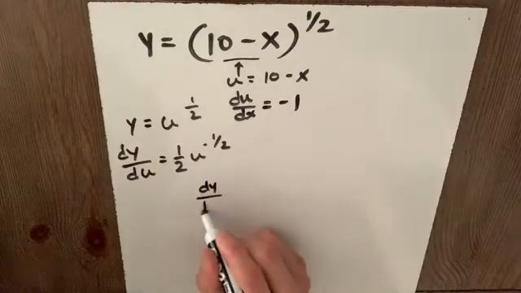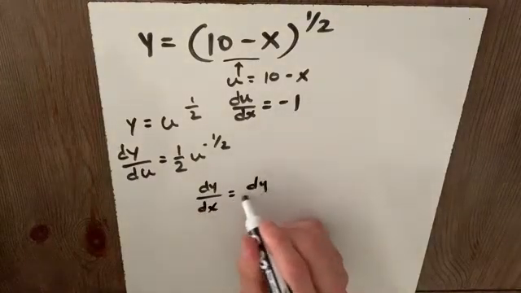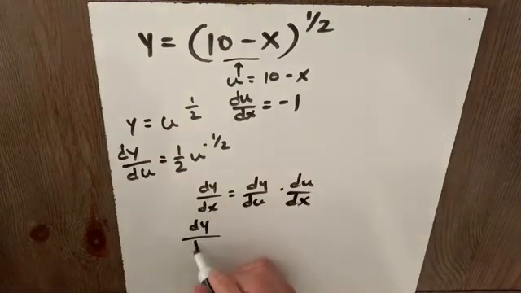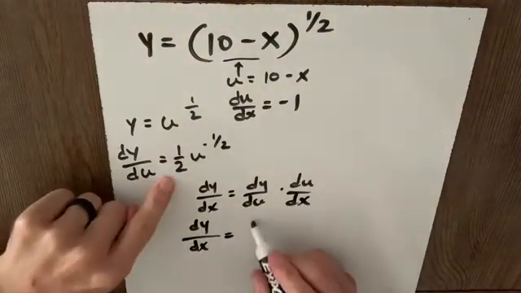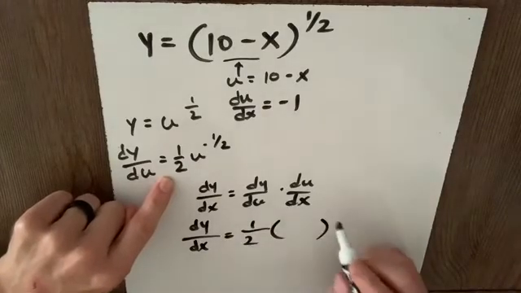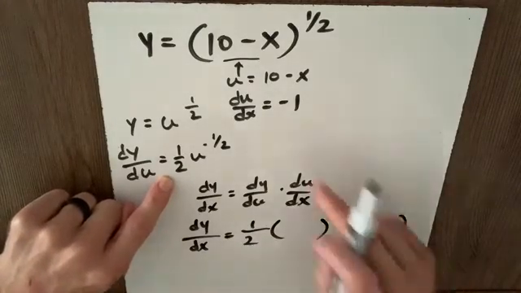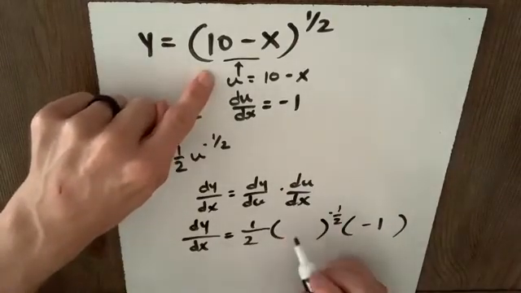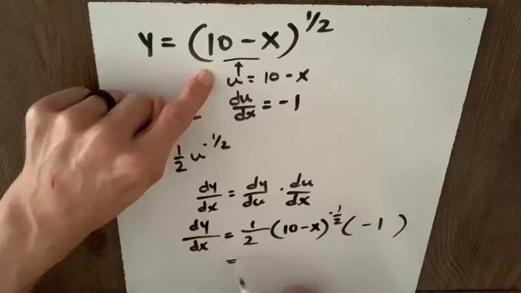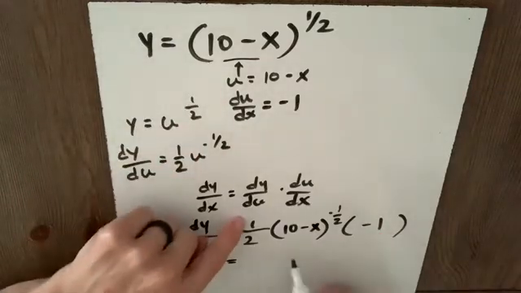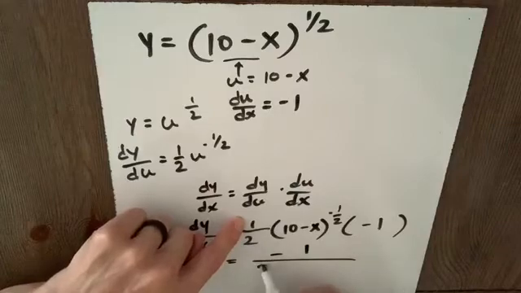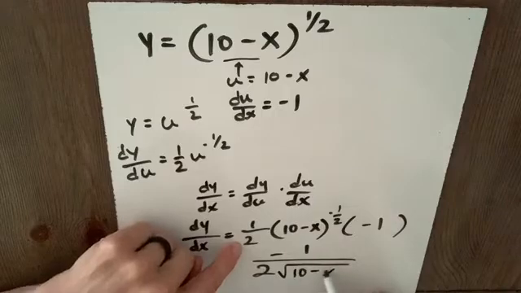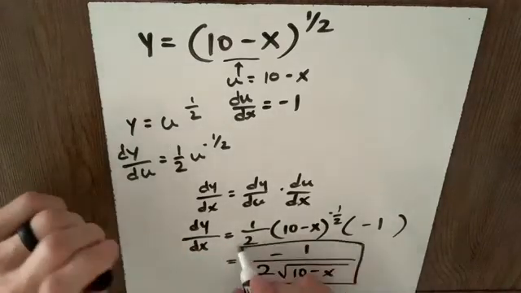So dy dx is equal to dy du times du dx gives us dy dx is equal to, well, this is 1/2 times whatever u is equal to the negative 1/2 times du dx, which is negative 1. And what did we define as u? 10 minus x. So if we clean this up a little bit, negative times negative is negative 1 on top, 2 goes on the denominator, and this is the square root of 10 minus x. So there is our derivative using the chain rule.